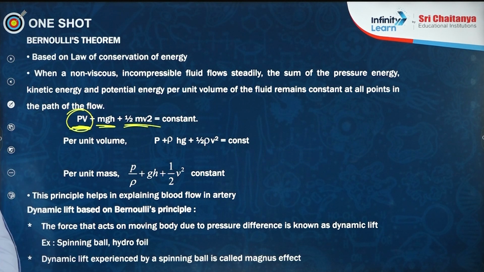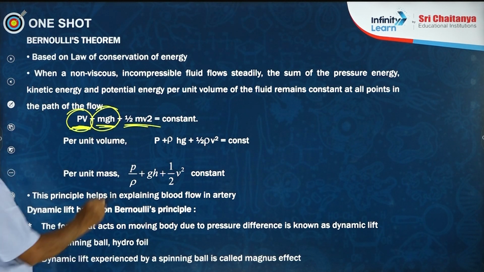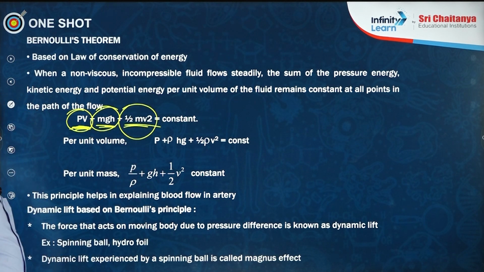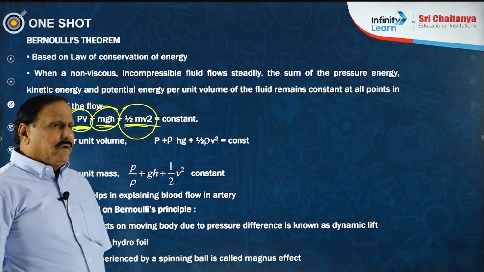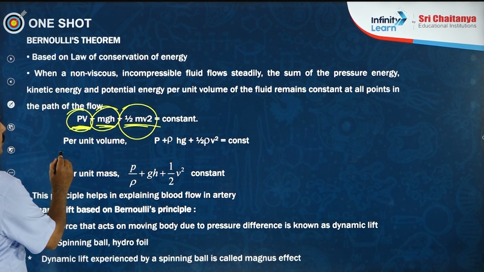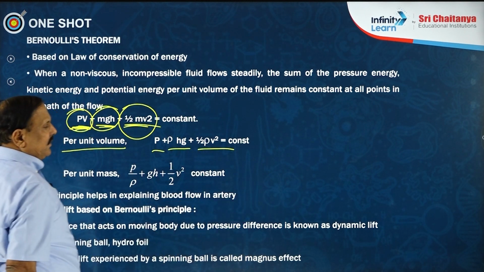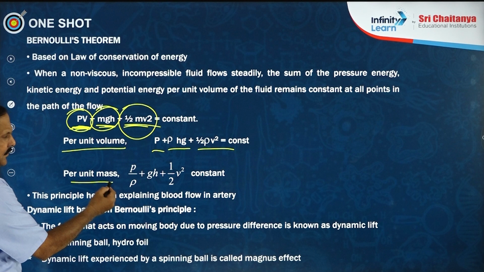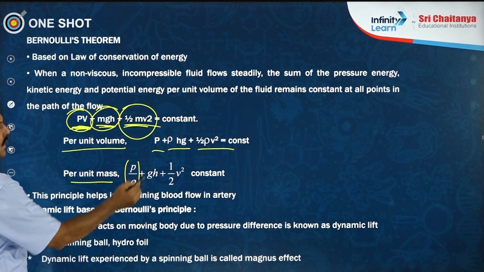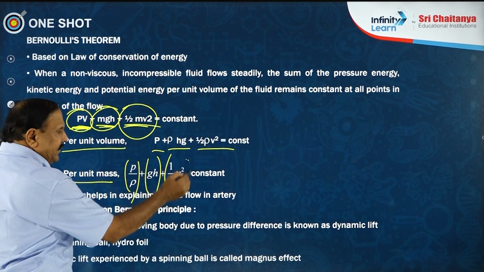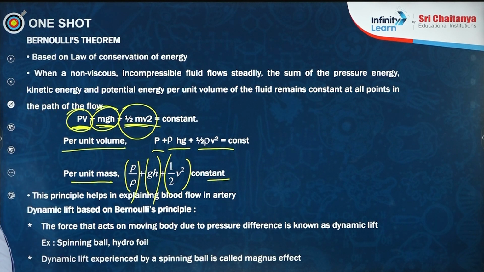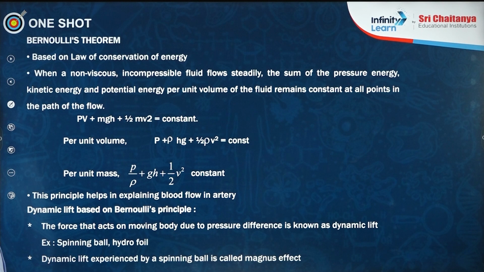Pressure energy, potential energy, kinetic energy, the sum of these three will be constant, or otherwise per unit volume if you calculate P plus rho GH plus half rho V square is constant. Per unit mass if you calculate P by rho plus GH plus half V square is equal to constant. Depending on the data, we can use any of these three forms.